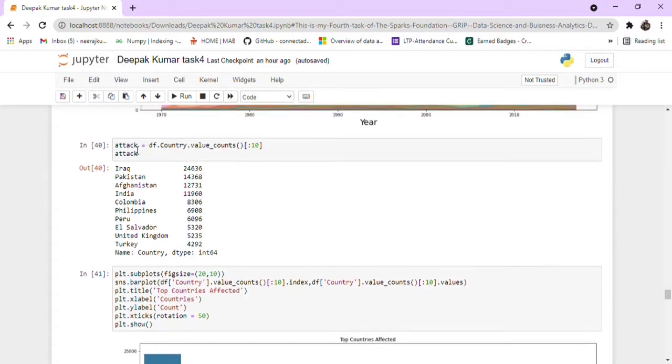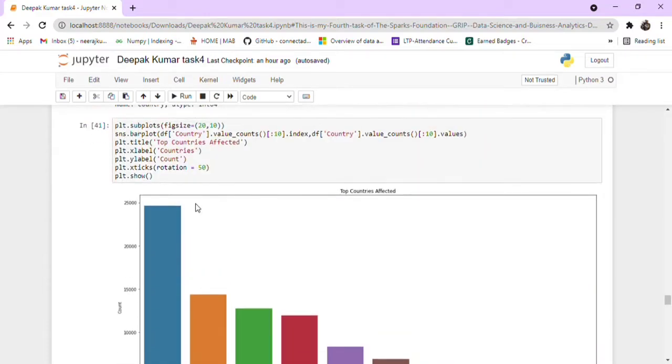Now I have looked at which country is mostly affected. Iraq got attacked 24,636 times, Pakistan 42, and then Afghanistan. So these are the five most affected countries: firstly Iraq, then Pakistan, Afghanistan, India and Colombia.